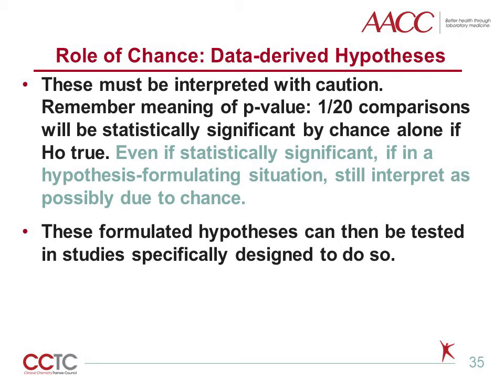Remember the meaning of the p-value. If you do 20 comparisons and you just see what comes out as statistically significant, remember 1 out of 20 of them will be statistically significant by chance alone, even if the null hypothesis is true. Even if statistically significant, if you are in a hypothesis formulating situation, you have to interpret very cautiously, because any finding that was not specified in advance as hypothesis testing could be due to chance.